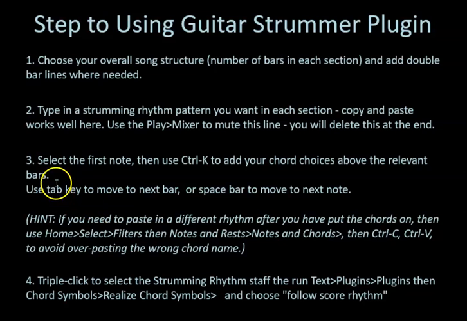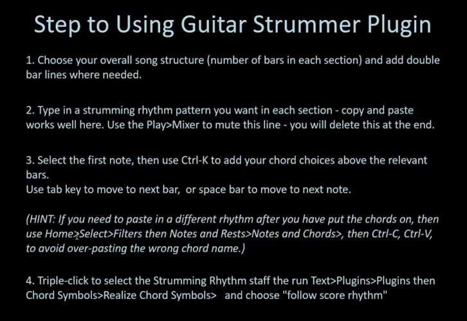Then, step 3, use Control-K to add your chord choices above the bars. If you do step 2 and 3 the wrong way round, and then you want to change one of your strumming rhythms, you can't copy and paste, because then you copy and paste the chords as well as the rhythms. So it's really a good idea to think out what your strumming patterns are beforehand.